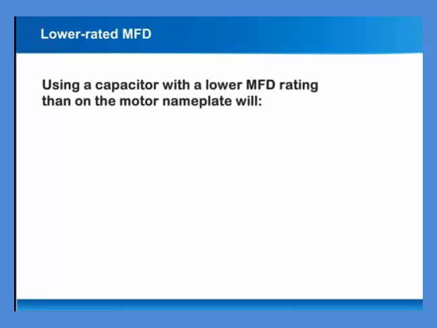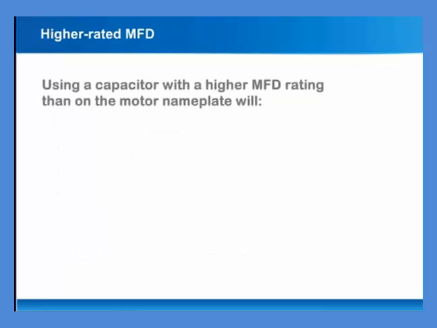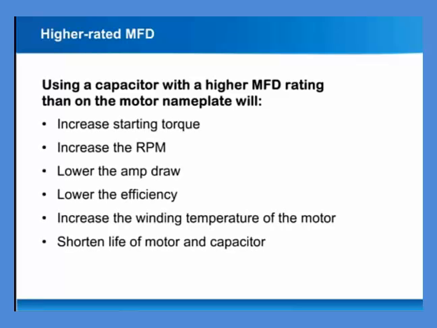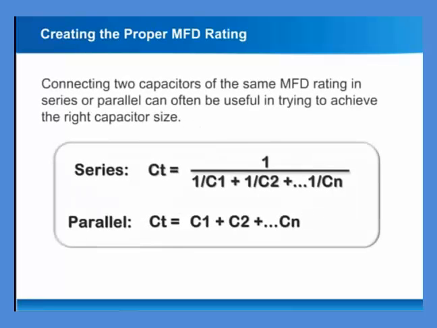Using a capacitor with a lower MFD rating than on the motor nameplate will lead to the issues listed. Using a capacitor with a higher MFD rating than on the motor nameplate will lead to the issues listed. If a capacitor with the required MFD rating is not available, you can create the proper rating by connecting capacitors in series or parallel. Let's take a look at how to connect the capacitors for either series or parallel.